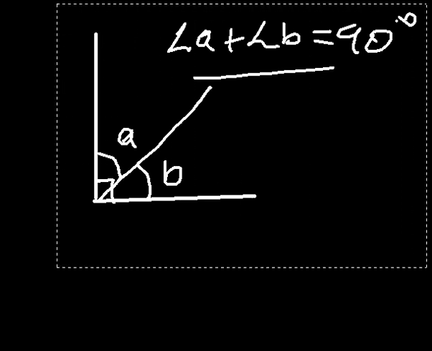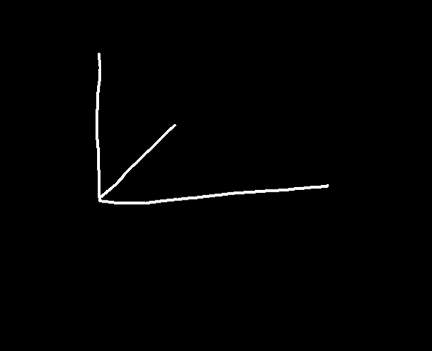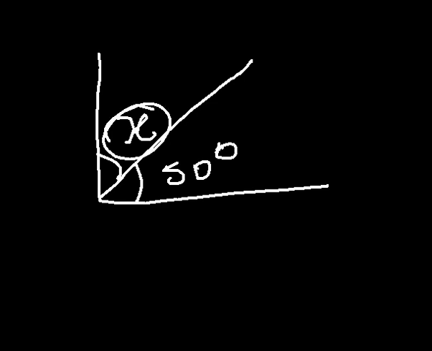Let's say we have this case. Assuming that we have, let's say, a 50 degrees angle. Let's say this is a 50 degrees angle, and let's say this is the angle value x. What is the value of the angle x? So now in this case, these angles are said to be complementary angles.